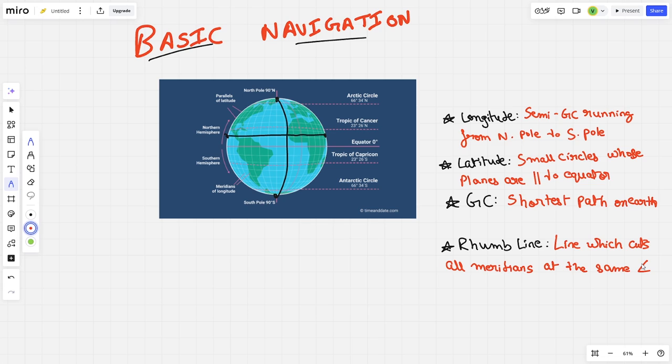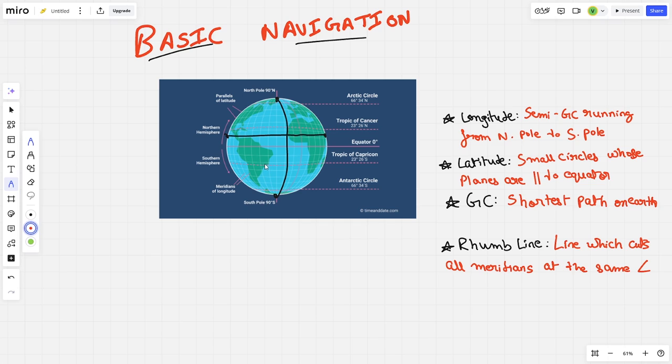Alright, so here we have the definitions of longitude, latitude, GC, and rhumb line. A longitude is a semi-great circle running from the North Pole to the South Pole, whereas a latitude, a parallel of latitude, is a small circle whose planes are parallel to the equator. What is a GC and a small circle? A GC is basically the shortest path on the Earth. Basically, if we're flying the shortest distance from A to B, we'll be flying a GC track.